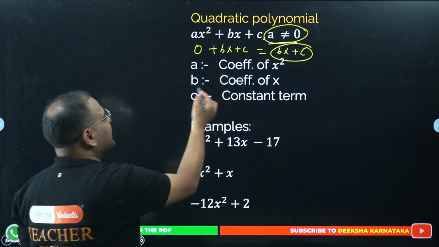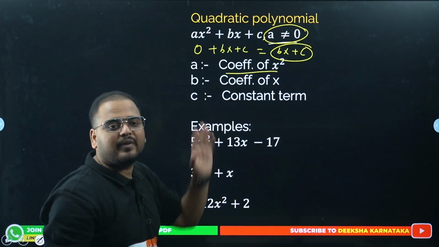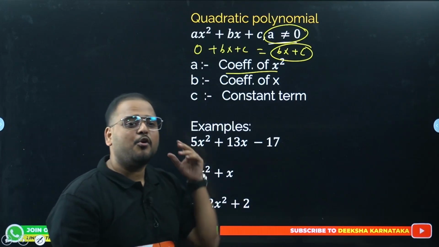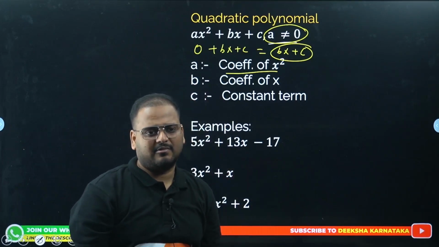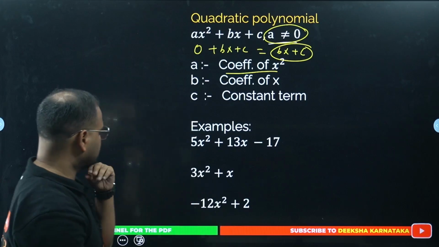What is a? Same thing, coefficient of x square. What is b? Coefficient of x. c is called the constant term. Sometimes we also call a the coefficient of the quadratic term. Why? Because the power is 2, and power 2 is called quadratic.